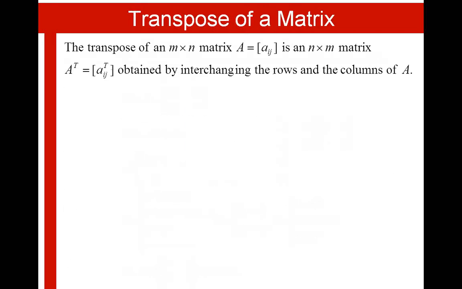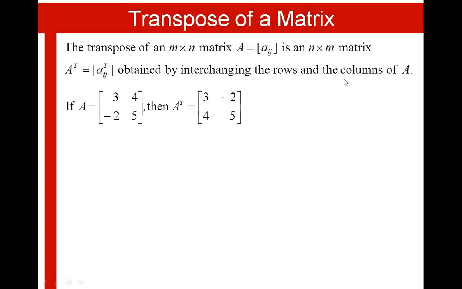The transpose of a matrix is obtained by changing the rows of the matrix into columns. So we interchange the rows and the columns of A. Example: if A is a 2 by 2 matrix, 3 4, minus 2 5, in order to generate the transpose of the matrix, we take this row and change it to a column. 3 4 becomes 3 4, minus 2 5, the second row becomes the second column.